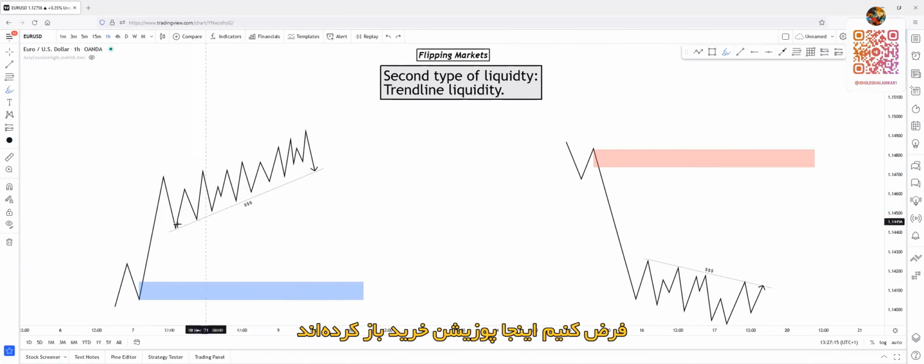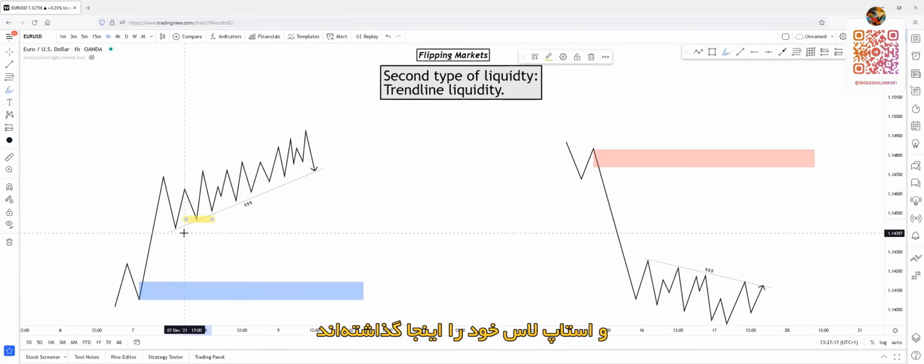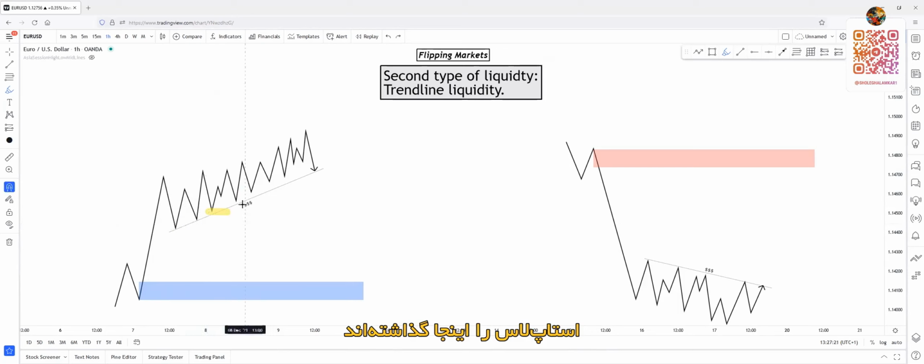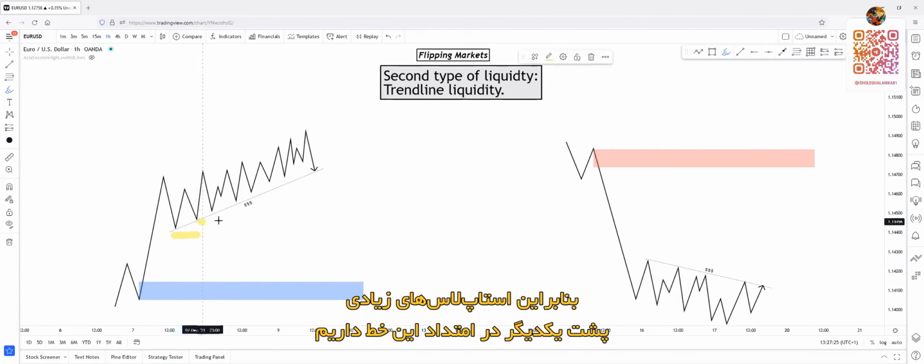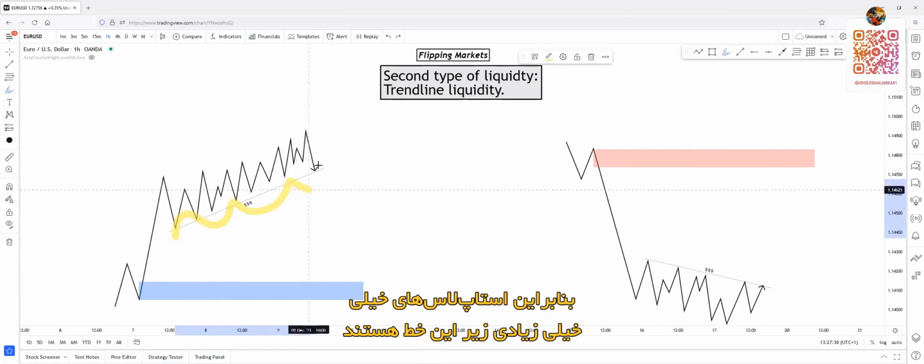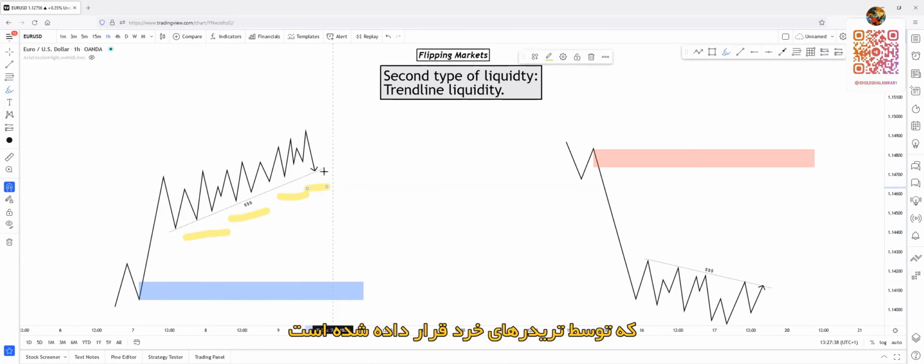Let's say they open a buy position here and place their stop loss here, open a buy position here, stop loss here, opened here, stop loss here. So we have a lot of stop losses just above each other on this line. So we have really loads of stop losses sitting just below this line, placed by the retail traders.